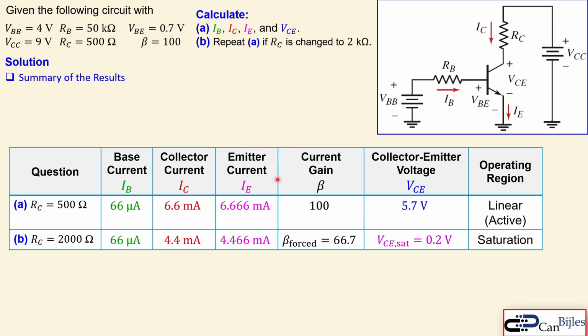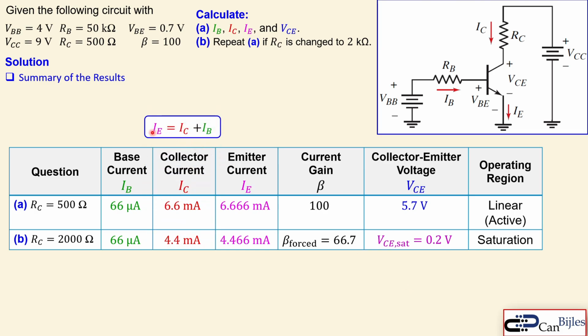You can also see the emitter current has changed, and the beta has also changed from 100 to 66.67, or 66.7. We also see the collector voltage changing: from 5.7 volts, it became minus 4.2 when we assumed the linear region of operation. Since this is smaller than 0.2, we know it is now fixed at approximately 0.2 volts. That's the conclusion for A and B in this summary table.